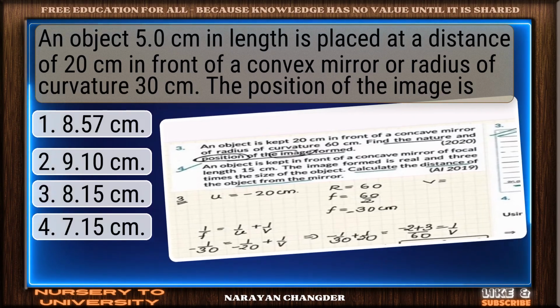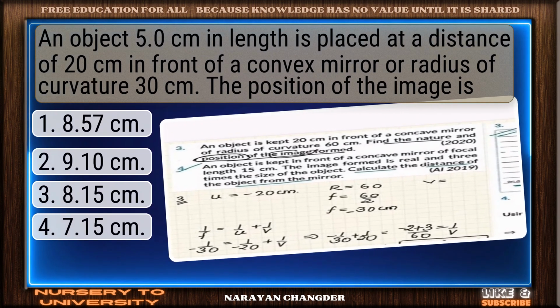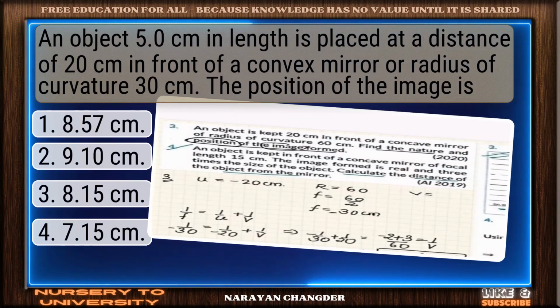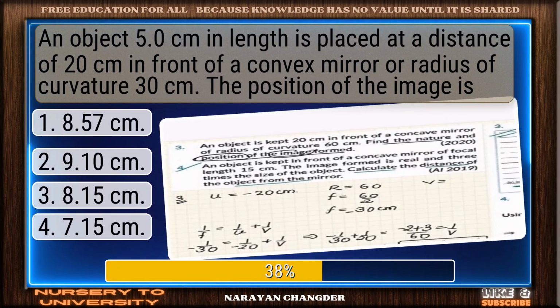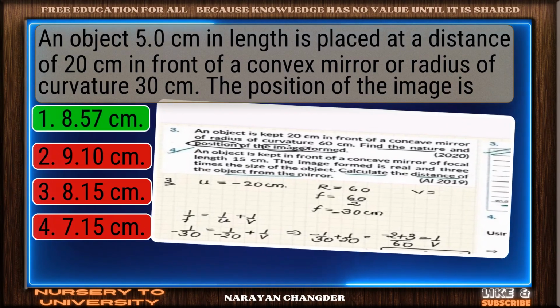An object 5 cm in length is placed at a distance of 20 cm in front of a convex mirror of radius of curvature 30 cm. The position of the image is... Solid response. 8.57 cm is a valid choice.